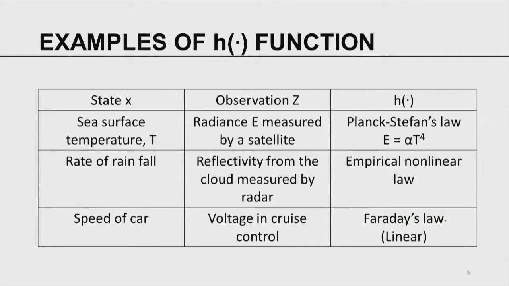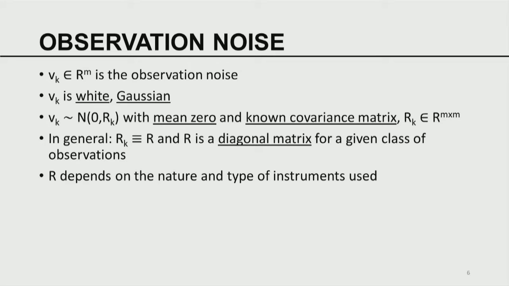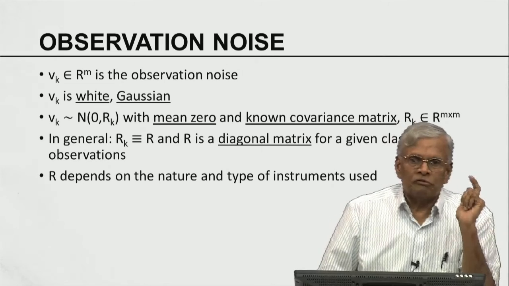So I would like to now summarize. I have a model. The model could be linear or nonlinear. I have indirect information about the state from the observation. The observation could be again a linear function of the state or a nonlinear function of the state. We talked about observation noise, Vk.